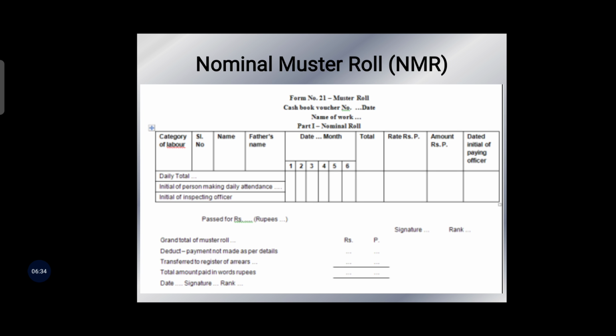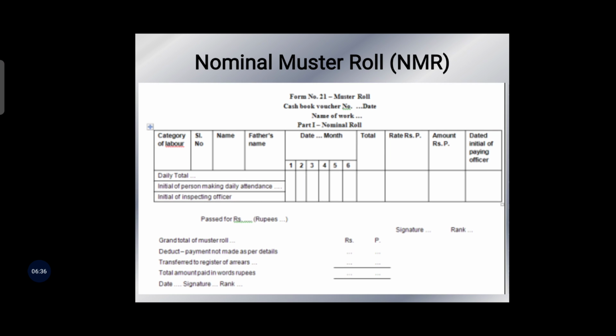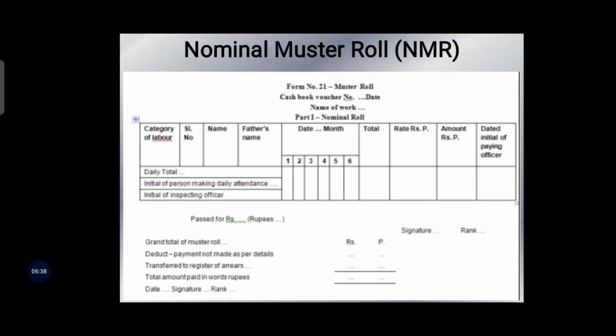So here you can see the nominal muster roll. It shows the category of laborers, name, father's name, date, month, total, rate, price, amount, dates, and initials of the paying officer. There are some rules for preparation of the nominal muster roll. The attendance should be marked on this document. The person in charge of work signs as a proof of taking attendance.